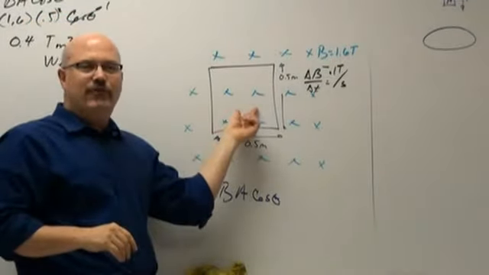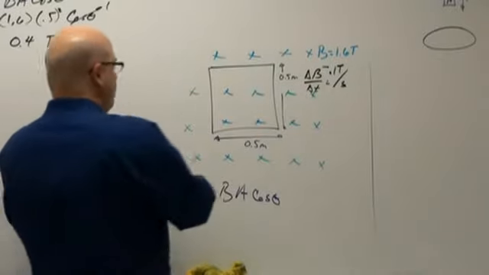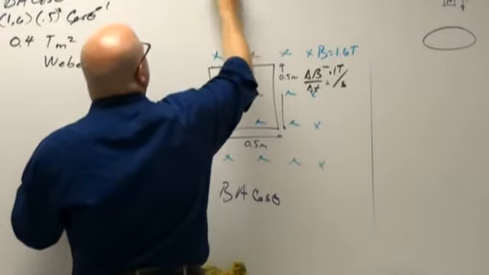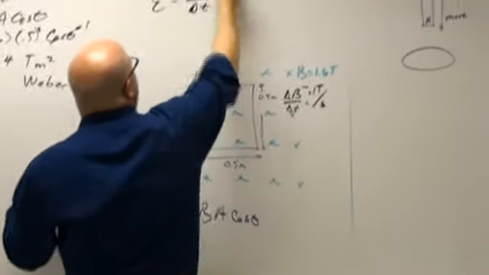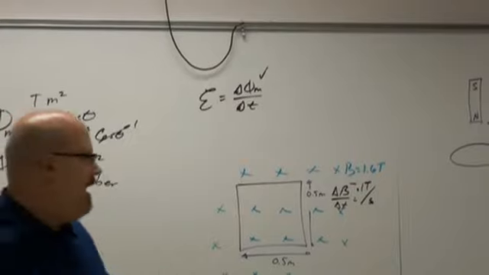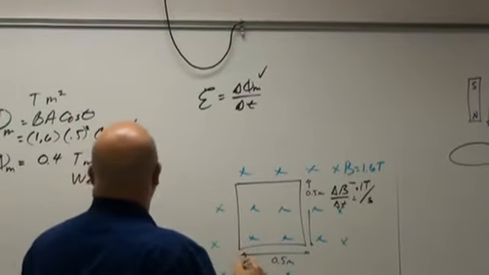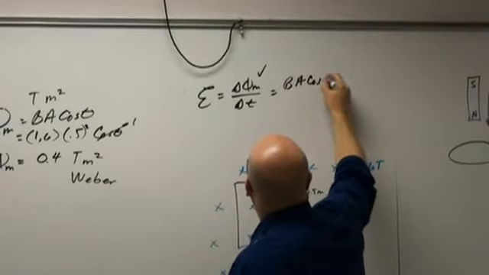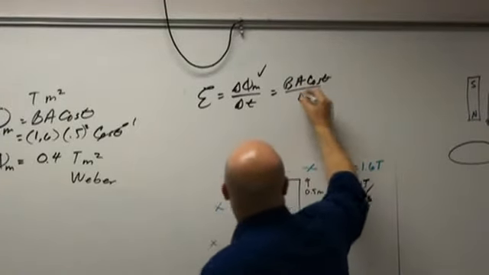Do I have a change in flux? Yes. EMF equals change in flux with time. So will I get an EMF? Yes. What will my EMF be? It will be BA cosine theta over delta T.